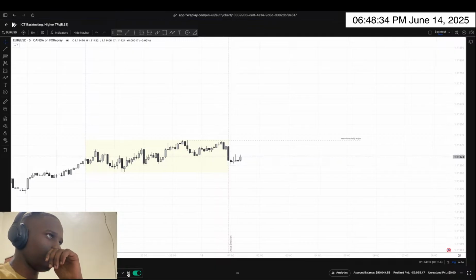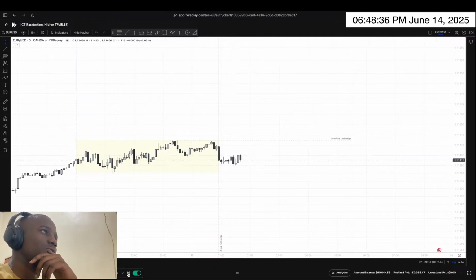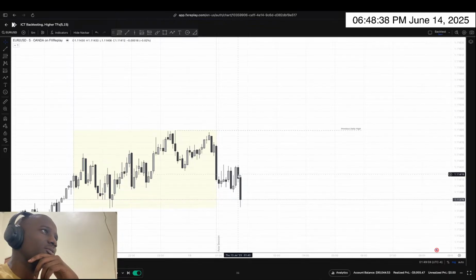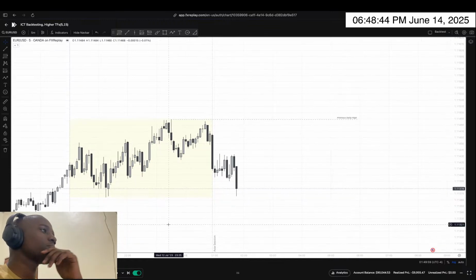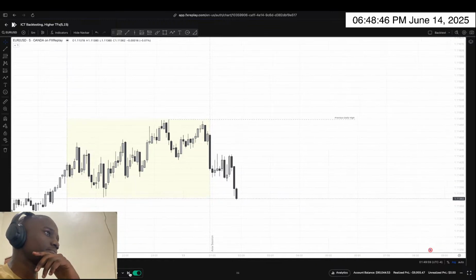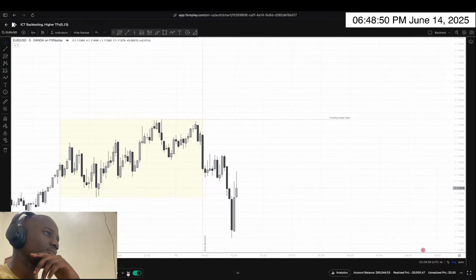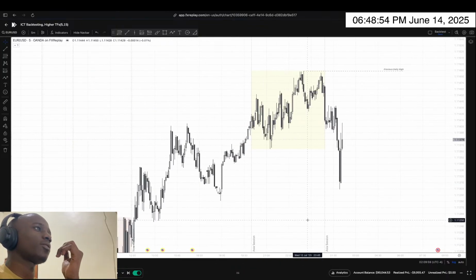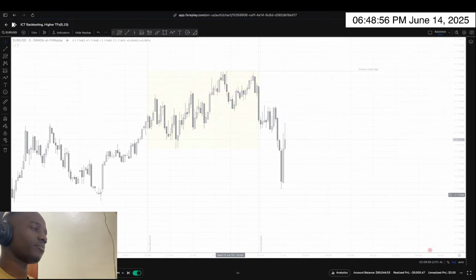Asian session is over, and you can see a good draw on liquidity right here. Equal highs coinciding with this daily high, and we also took out the Asia lows, and I think we are about to reverse. So how does it look on the 15-minute time frame?